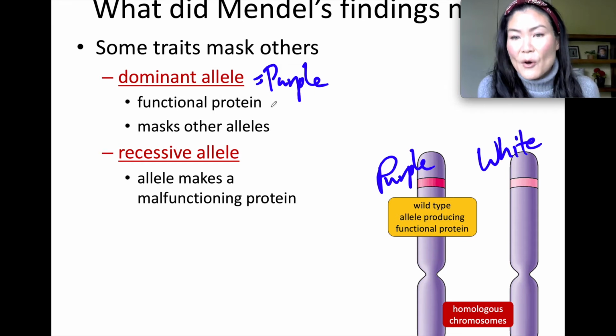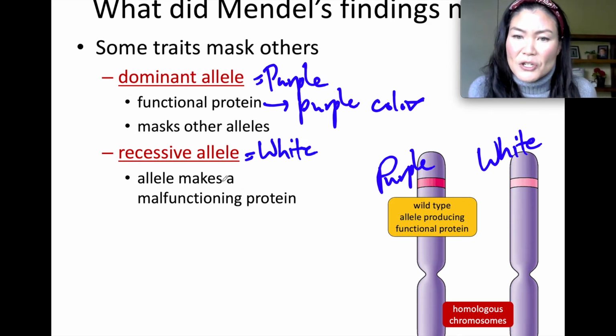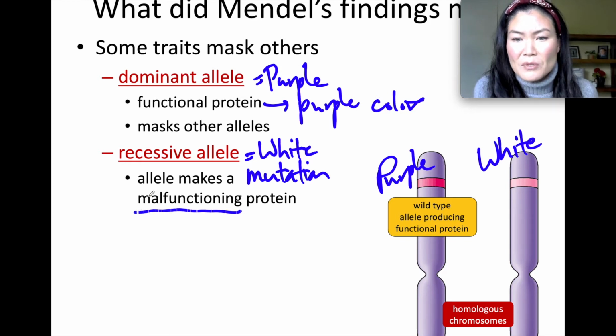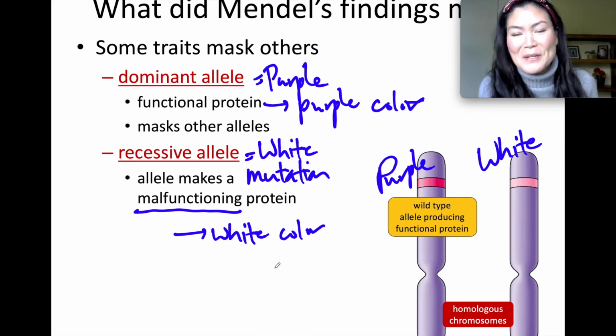It's a gene that codes for a protein that's going to give it a purple color, and it's going to mask the white gene. The recessive allele is going to be white. And we say that the white gene is a mutation, and it's going to make a malfunctioning protein. That's why it looks white, because white is not a color, right? There's no color with white. So I don't know why I wrote white color, but you know what I mean. The color of the flower is white.